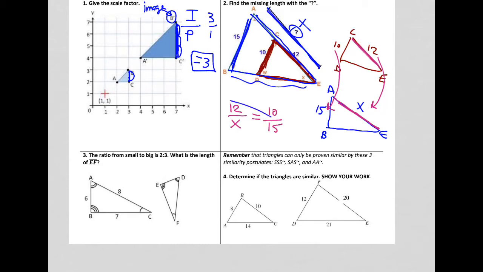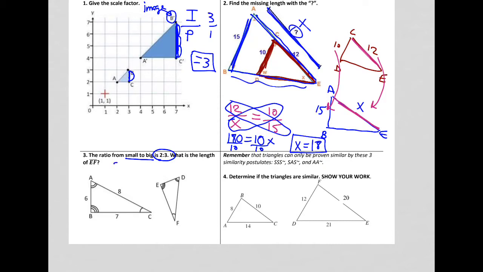And then of course you can cross multiply, and we will get 180 equal to 10x, and then when you divide both sides by 10, you get x equals 18. That is that one. So then number 3 is asking you to find the ratio from small to big. It gives you a ratio there. Remember, that's your scale factor.